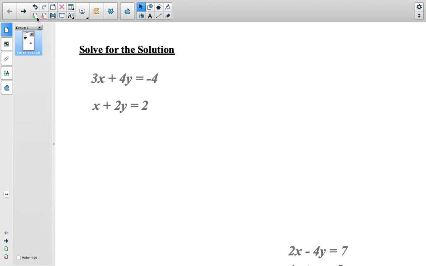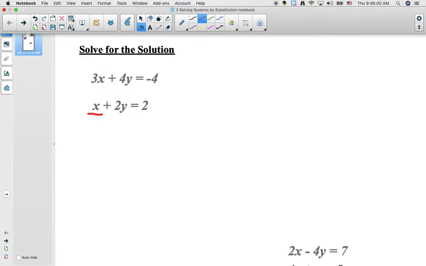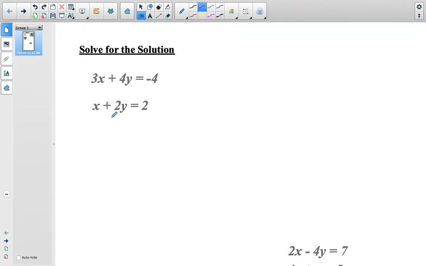Now, what I need to do is isolate for one variable, and I want to choose the one that's the easiest. If I take a look here, I think it's easy to isolate this one variable here, x, and then we can plug it into the other equation. So I want to get x by itself, and you're going to see why I'm going to do this.